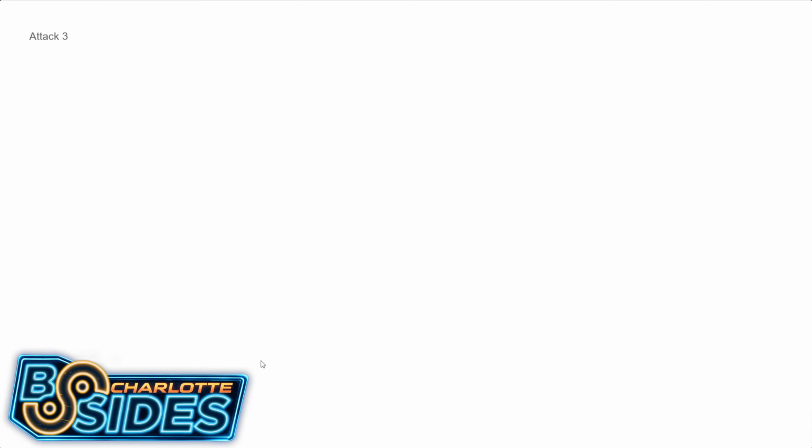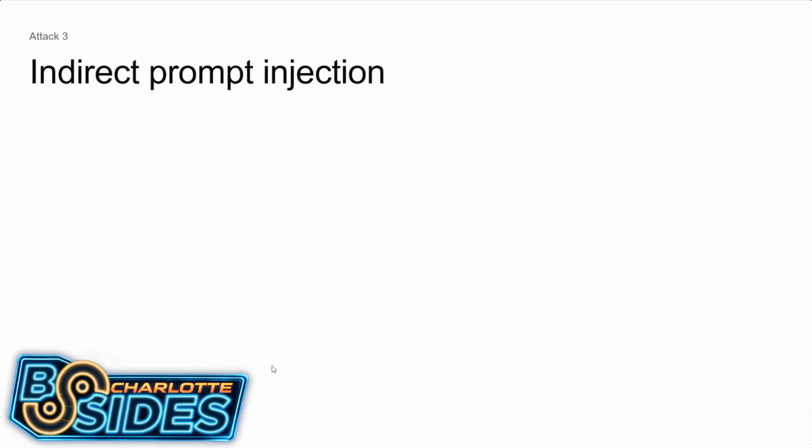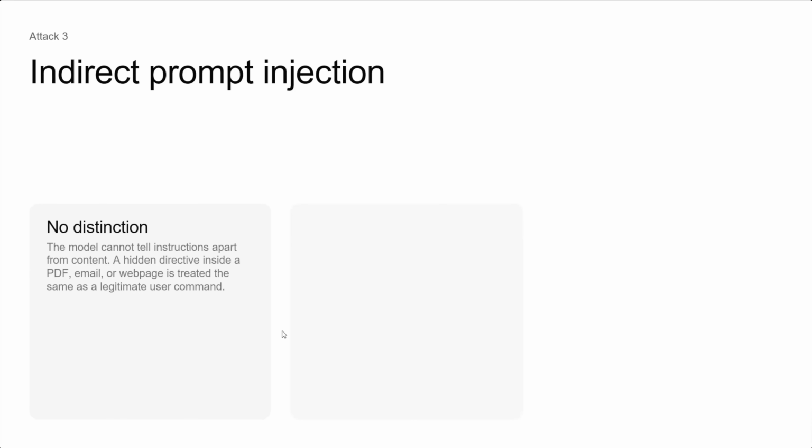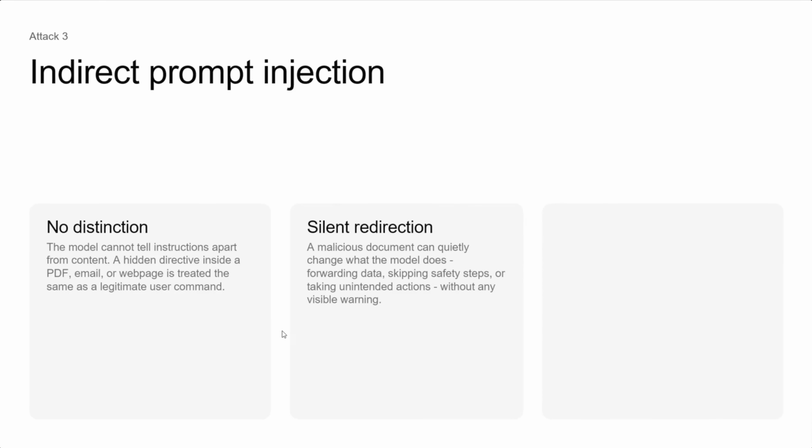Now let's move on to the next attack, indirect prompt injection. Up until now, the attacker would be directly interacting with the model, but here, the attacker doesn't talk to the model at all. Let's start with the first, no distinction.